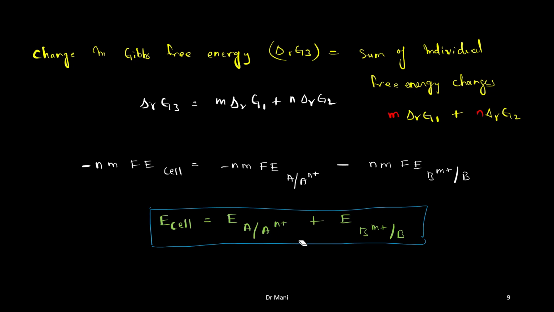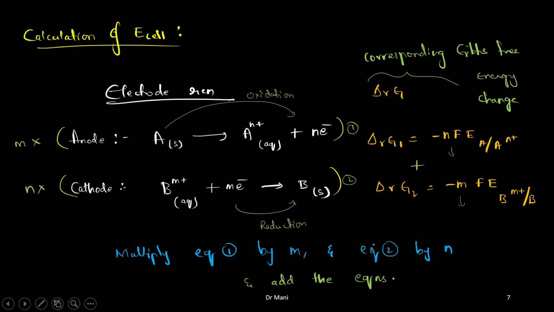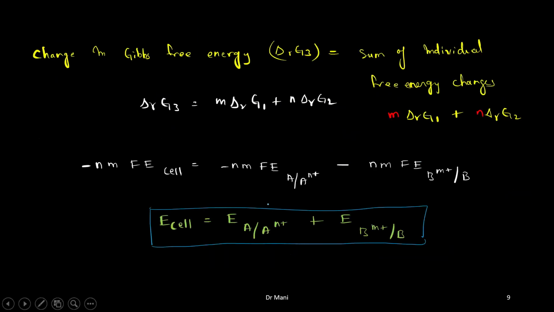This is when individual electrode potentials are given. So this is the electrode potential, this is the other electrode potential. This is where oxidation happens, this is where reduction happens. Or you can say this is the electrode potential of the anode, this is the electrode potential of the cathode. So together this one. Clear?